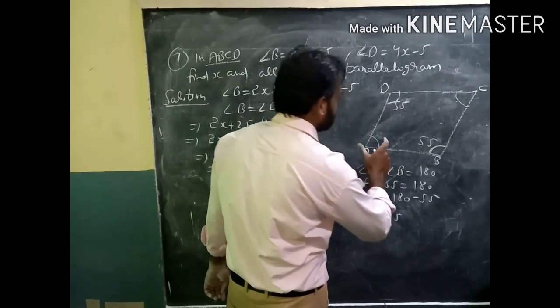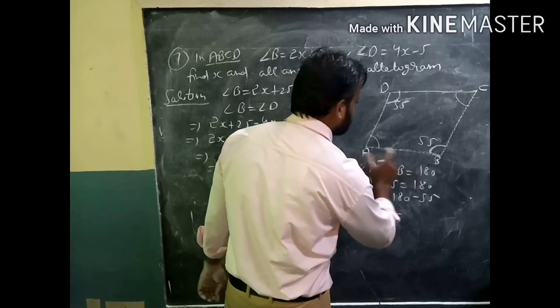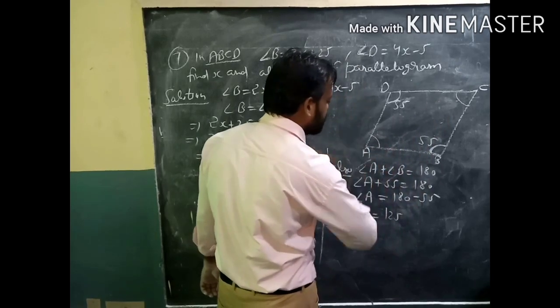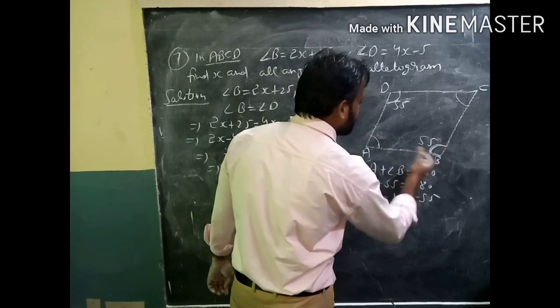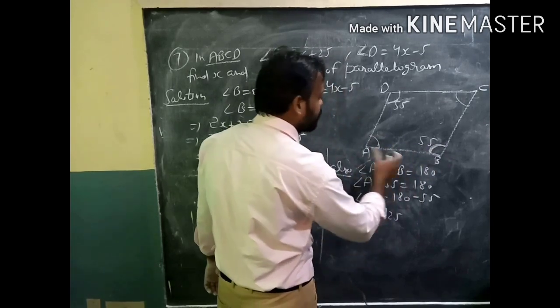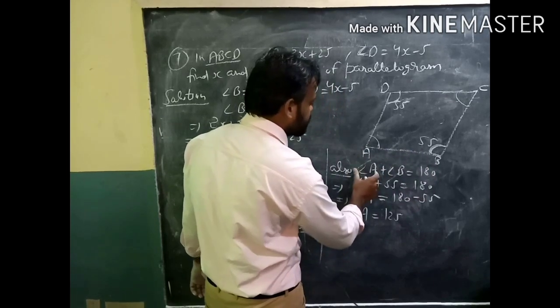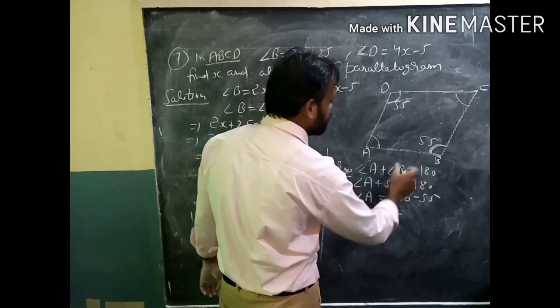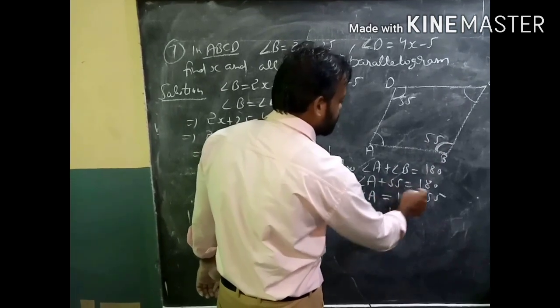Now this time we have to find out angle A and angle C also. With the help of B we can find out the angle A. You can see this angle A and this angle B are adjacent angles, and we know that the sum of these two angles is equal to 180. So angle A plus angle B is equal to 180. Now put the value of B here, then angle A plus 55 is equal to 180.